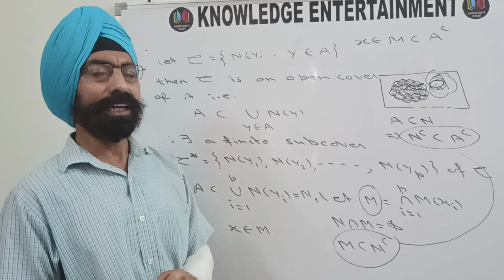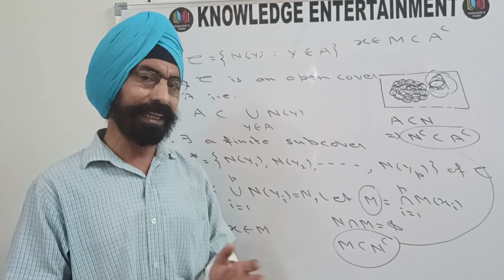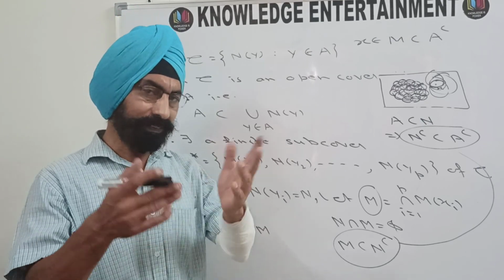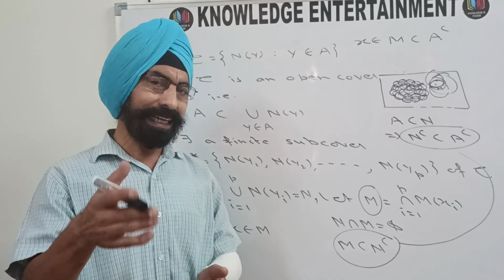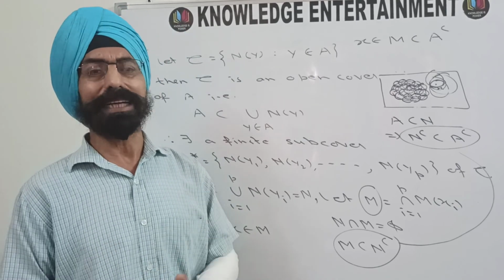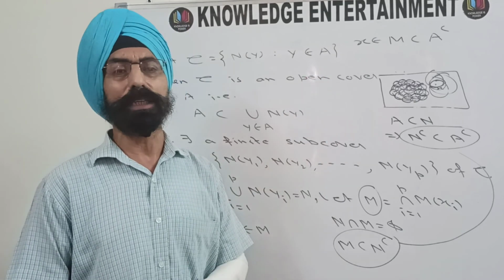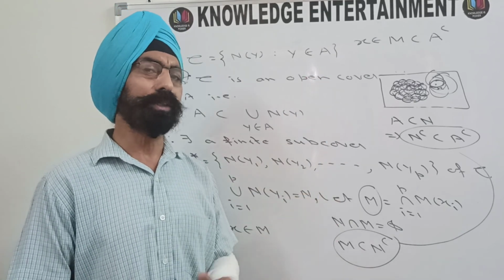We have taken a Hausdorff space X with topology. We have taken a compact subset A. We have shown that A's complement is open, that means A is closed, and that was what we required to be proved. So here I am going to stop this video.